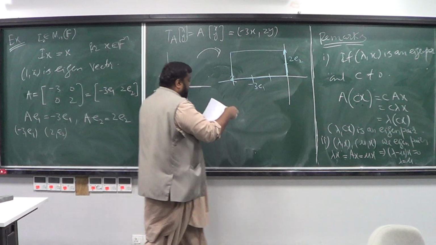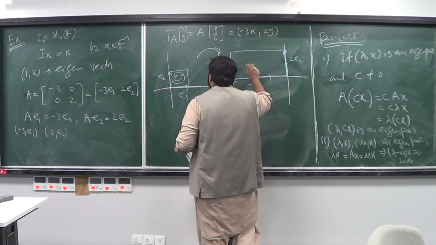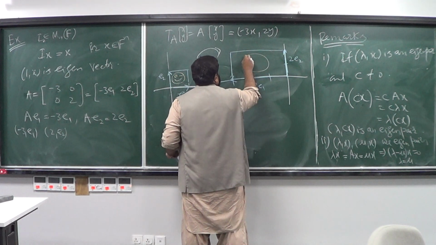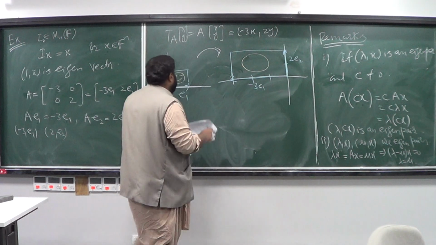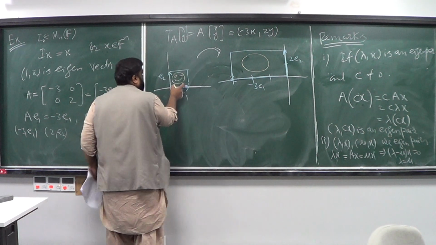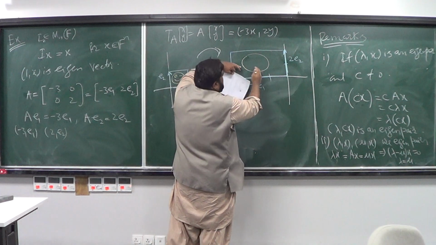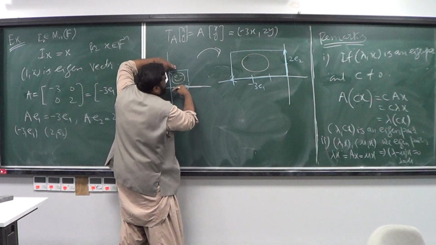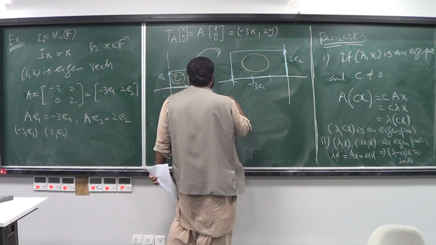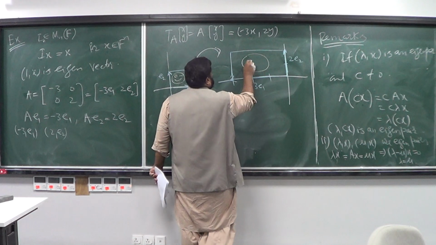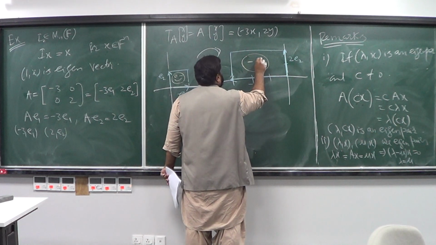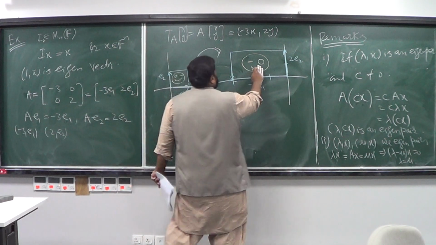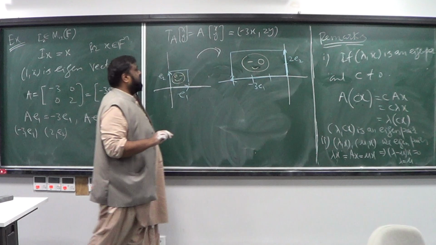So this picture would look something like this. Let's assume that this has been stretched 3 times. So this is 1 time, and this has been stretched horizontally 3 times, and vertically it has been stretched twice. The picture would look something like this.